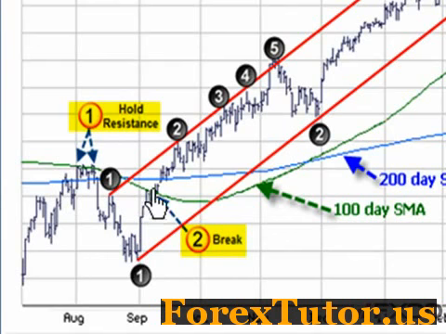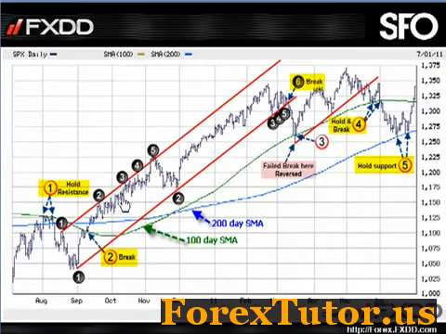Let's take a look at point number two. This is the same dynamic. In this case, the market moves higher, finds resistance against the level, and then when it breaks through the level, it says go long. Get rid of the short position that you had against the 100-day moving average. Go long, and lo and behold, a few days later, the market breaks above the 200-day moving average and moves sharply to the upside. Let's fast forward to point number five.